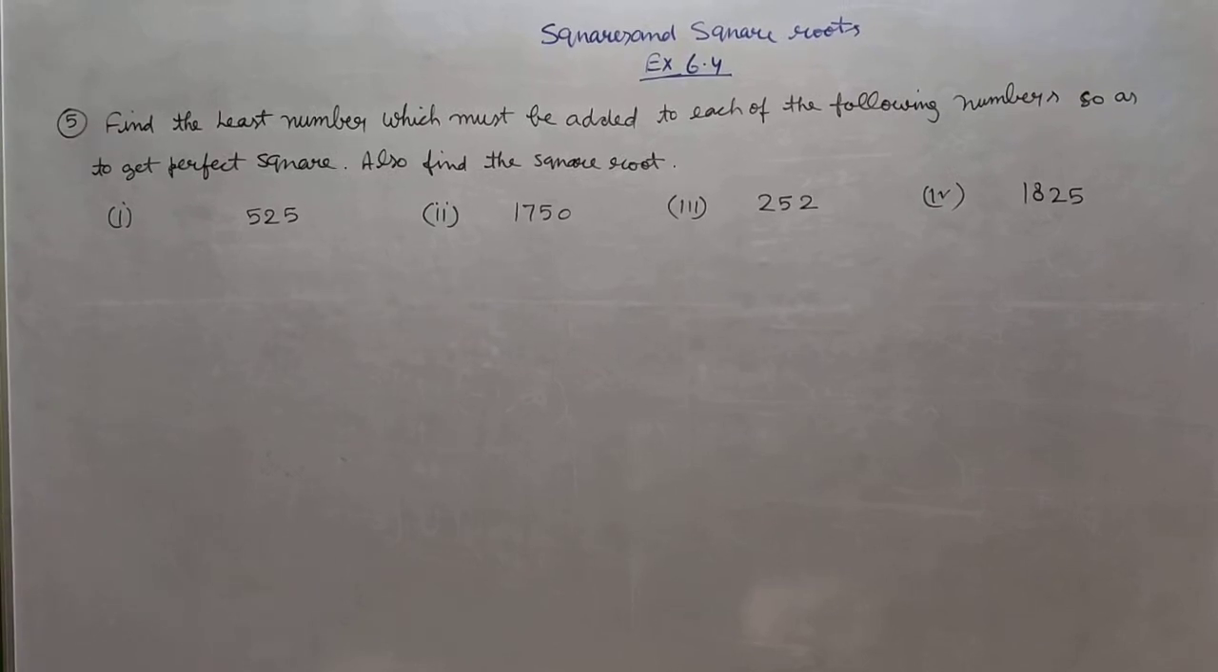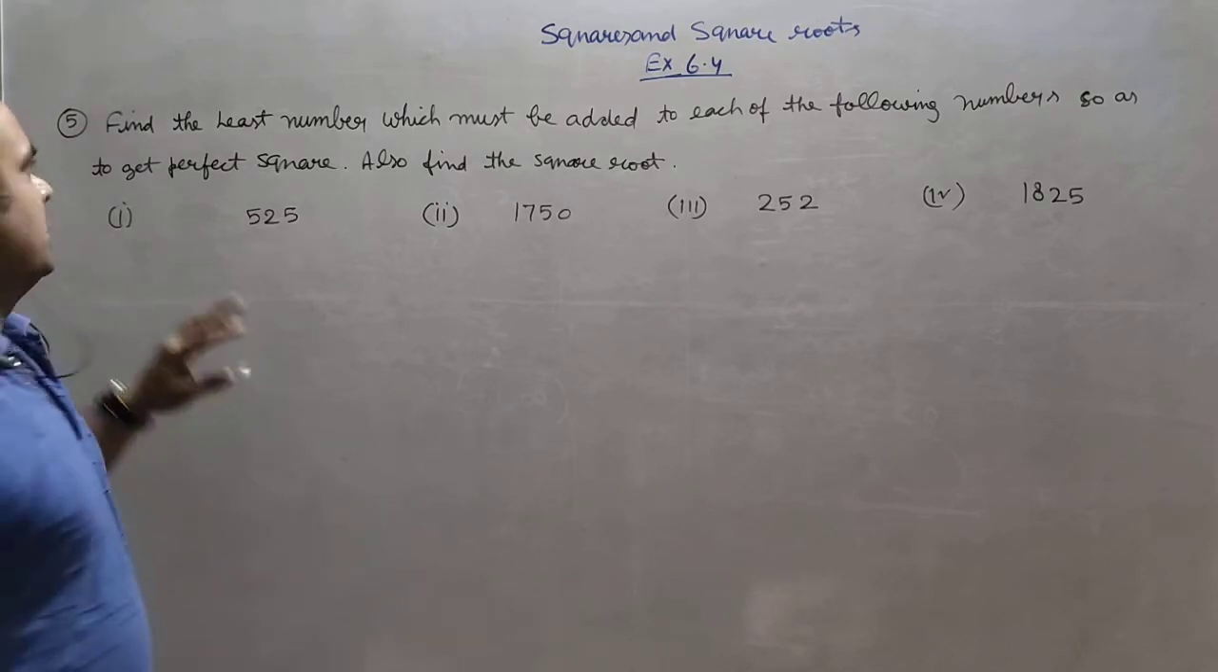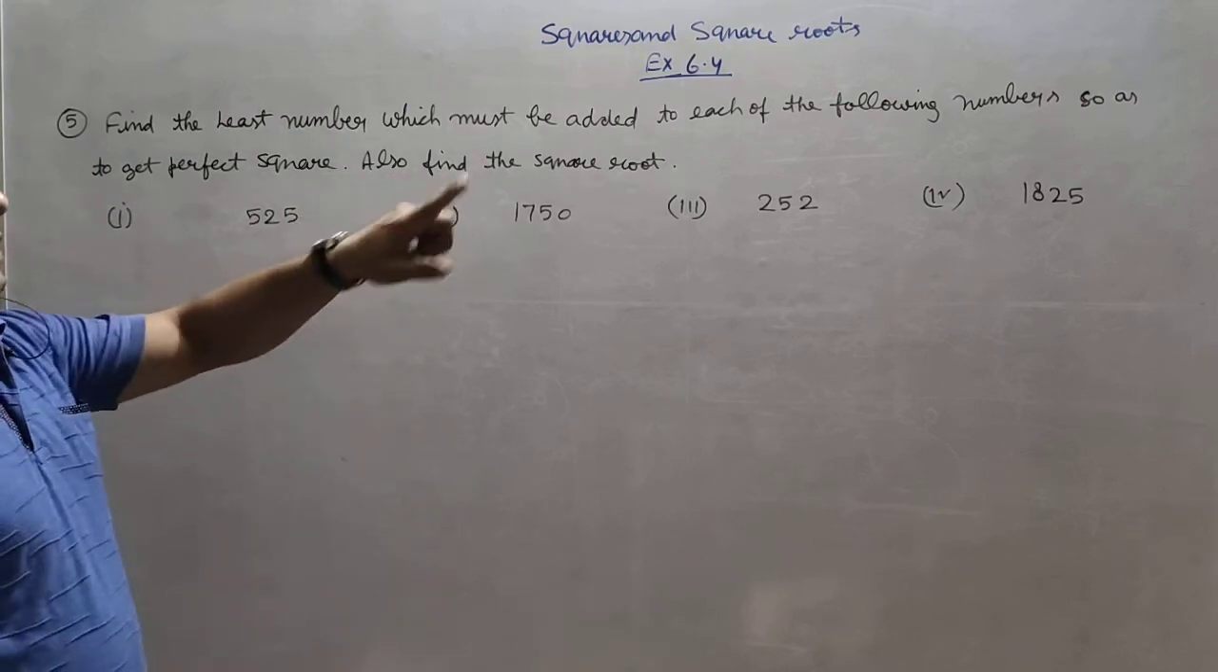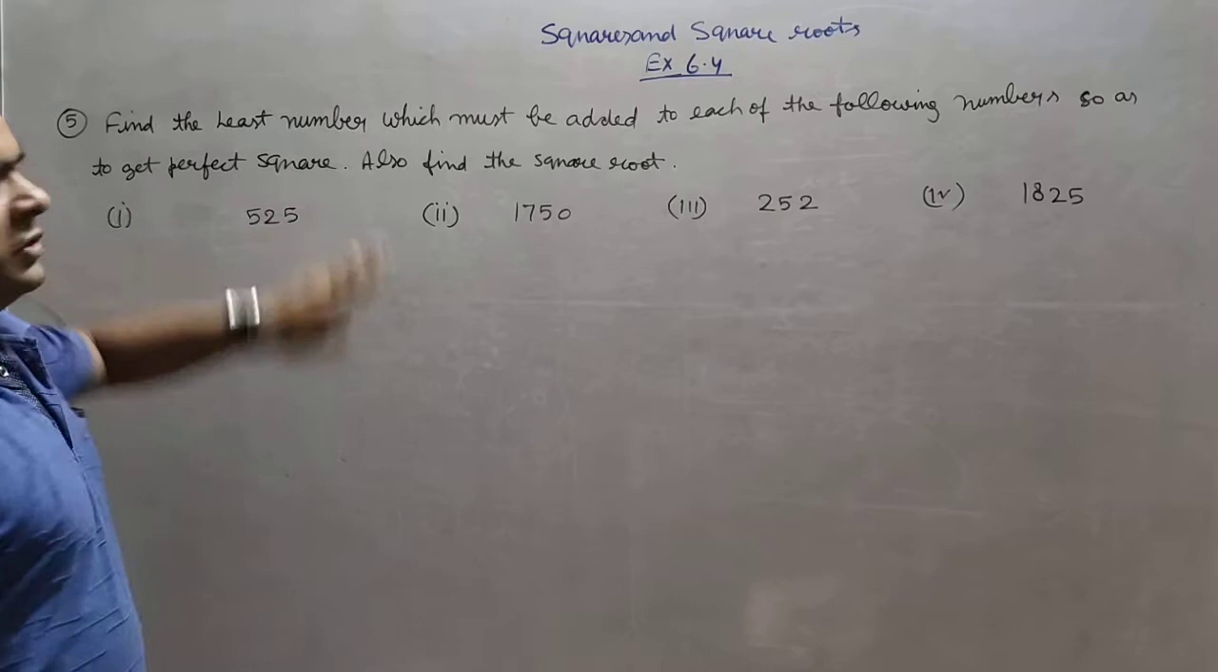So student, this is exercise 6.4. We are starting with question number 5. First to fourth we have done in the previous video. So here we are starting from question number 5, and the question is: find the least number which must be added to each of the following numbers so as to get a perfect square.